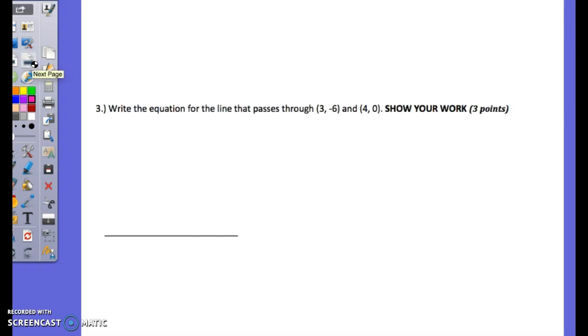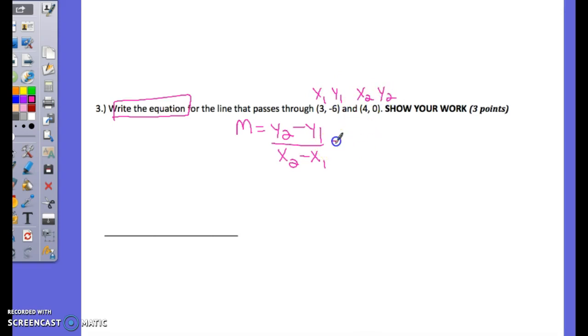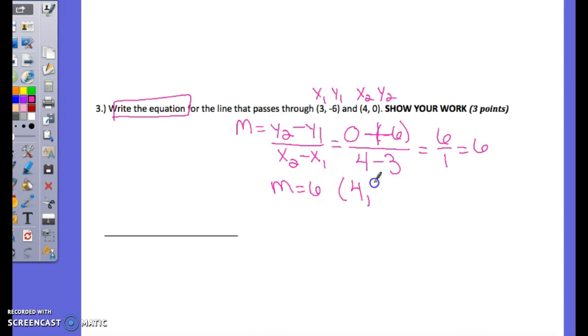Moving on, number 3, write the equation. This time we're not given the slope, so we have to first find the slope. So we have m equals y sub 2 minus y sub 1 over x sub 2 minus x sub 1. You have x1, y1, x2, y2, so substitute them in. 0 minus a negative 6 changes to plus 6, over 4 minus 3. So you have 6 over 1, which is just plain old 6. Now we have a slope that's 6, and I'm going to pick the point 4, 0.